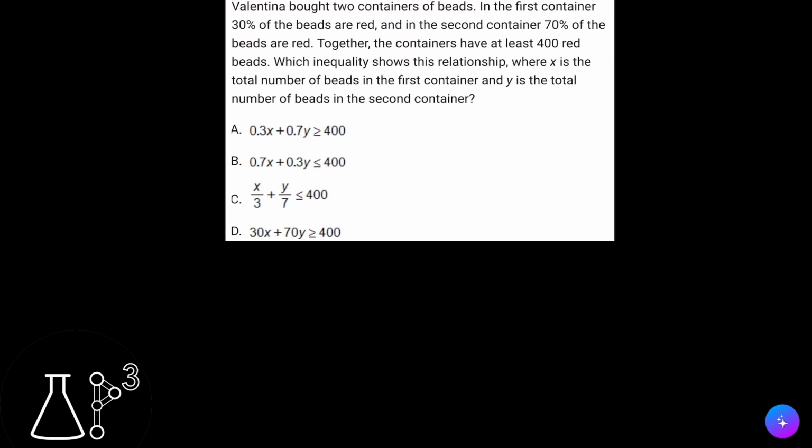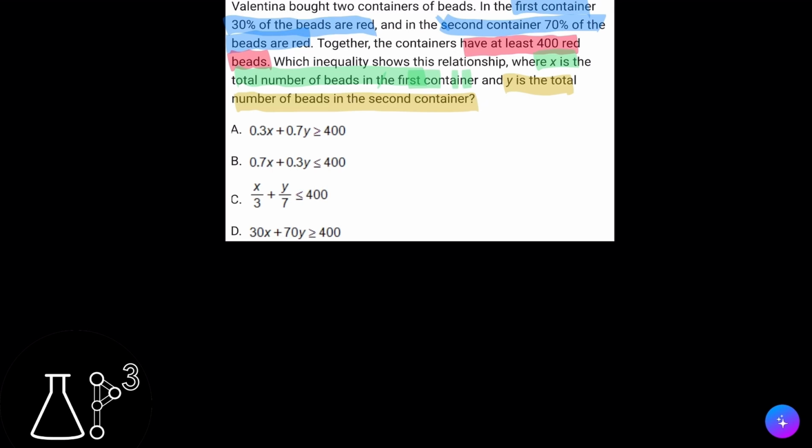Okay, so they're giving me a lot of information. They're giving me that in the first container, 30% of them are red, and in the second container, 70% of them are red as well. What I'm also given is that there's a total of at least 400 red beads in both containers combined. They also give me that x represents the total amount of beads in the first container, and y represents the total number of beads in the second container.